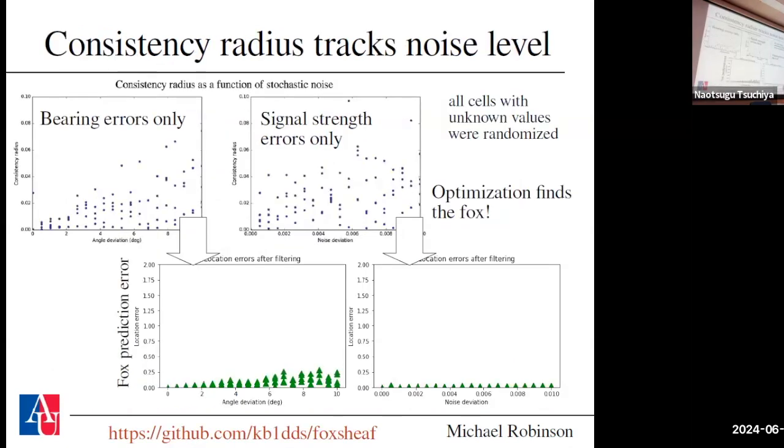Great. Is it noise tolerant? I've mentioned that. It's provably noise tolerant, but is it really in practice? What if I take bearings and I noise them up? So the x-axis on both of these plots is the amount of noise I'm going to put into the system. So not very much noise, lots of noise.